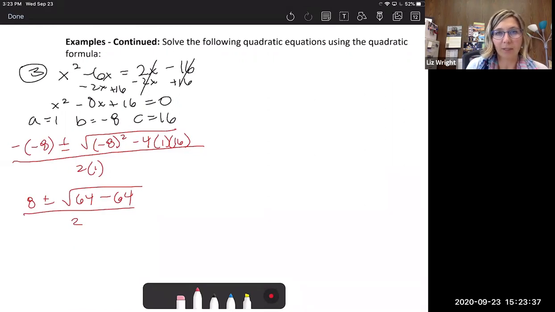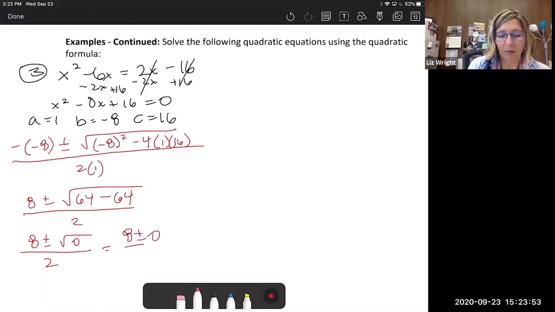Well, what happens underneath the radical? Underneath the radical is going to give us 0. So now we've got 8 plus or minus the square root of 0, all over 2. What's the square root of 0? 0. So 8 plus or minus 0 all over 2. 8 plus 0 is 8. 8 minus 0 is 8. So we get 8 over 2, and we get 4.